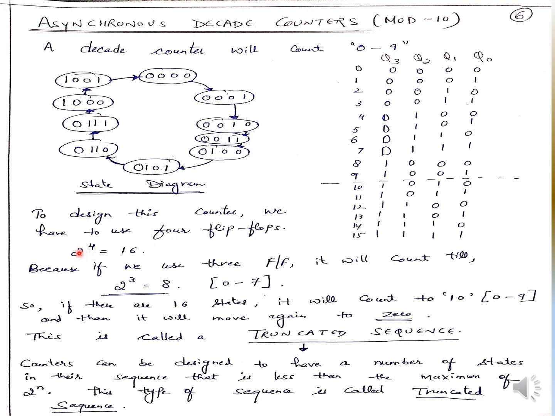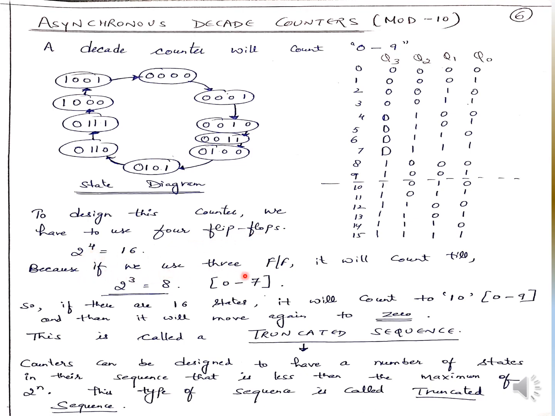So after 3, what comes? 4. So basically we have to see 2 raised to the power 4 equals 16. So if we are using 4 flip-flops, it is going to count 16 states. So we will pick this one and we will use 4 flip-flops. As I have written here, to design this counter, we have to use 4 flip-flops.